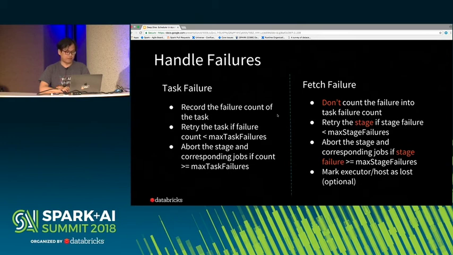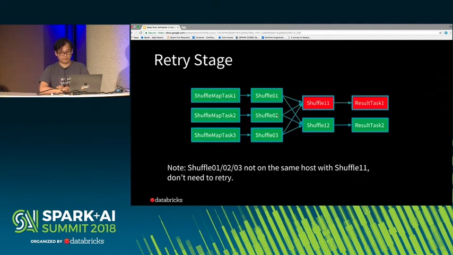This is a different case for fetch failure, which happens when we try to fetch a block from some address. So when a fetch failure happens, it is likely that some shuffle data are lost, and we can't recover from that. So instead of retrying the failed task, we just retry the whole stage. So how do we retry a stage?